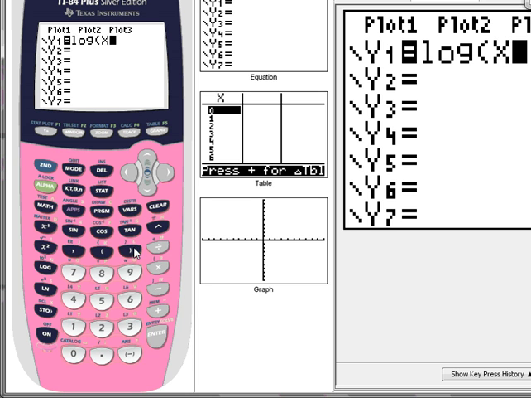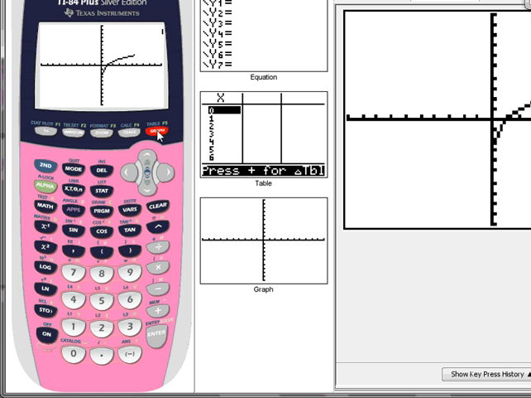So log of x, close your parenthesis, divided by log of 2. Graph that, and you get your log. There's our log equation, or log graph. So I'm going to copy this over.